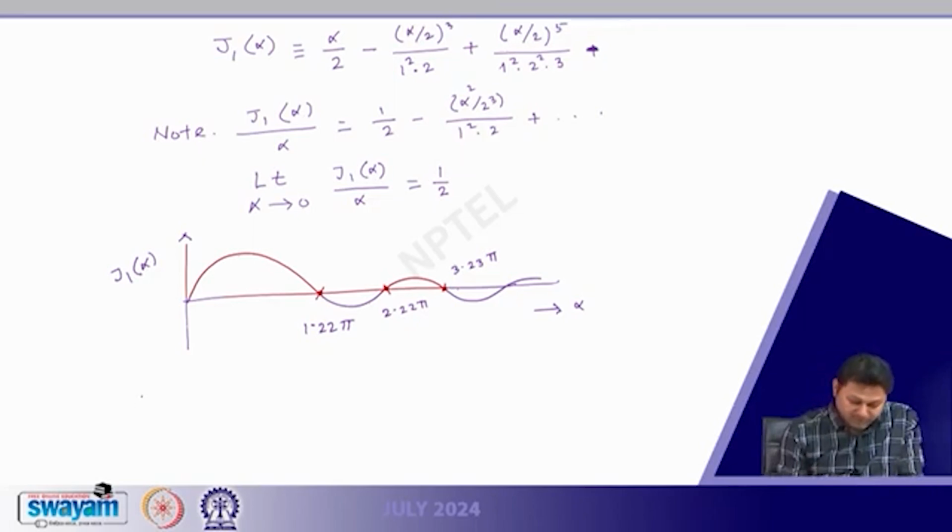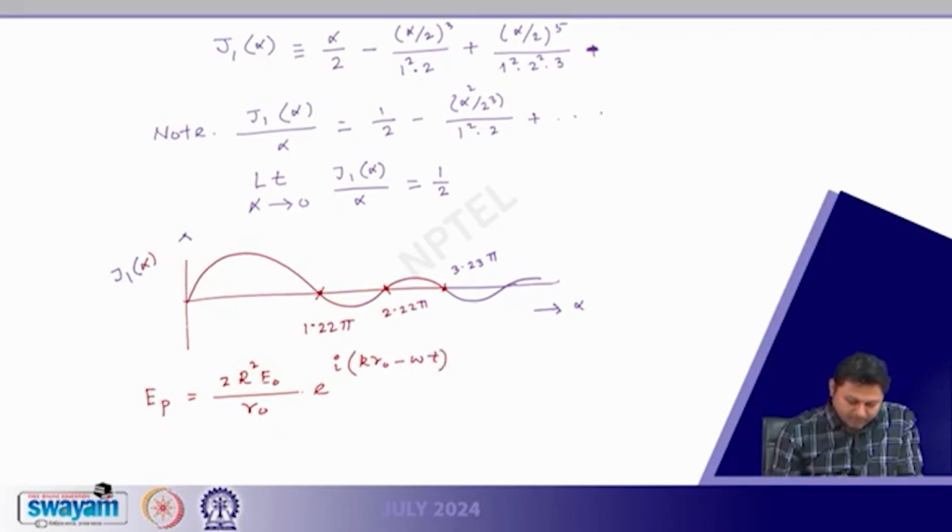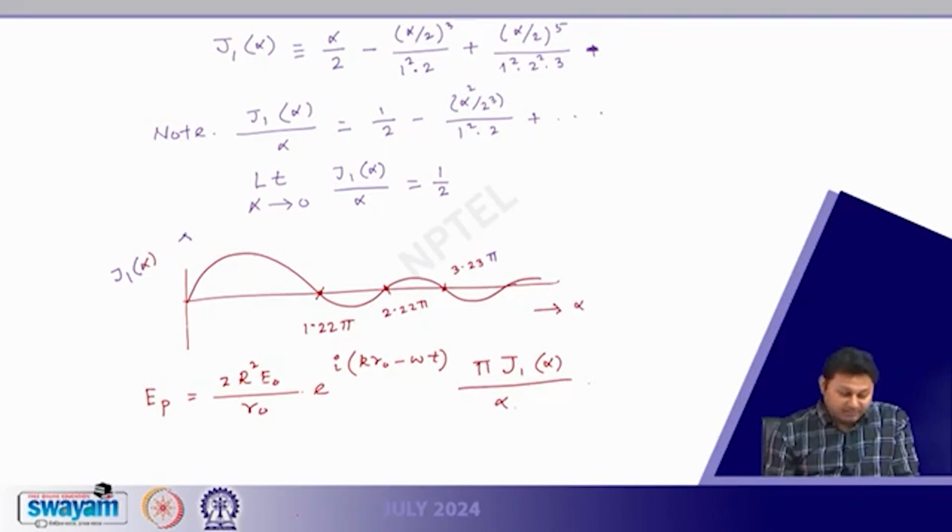Now, let me go back to the field calculation. So, what was there? EP is essentially 2 of r square E naught divided by r naught, e to the power of i(k r naught minus omega t), and then we have pi, then J1 alpha divided by alpha, because that was the value of the integral we calculated.